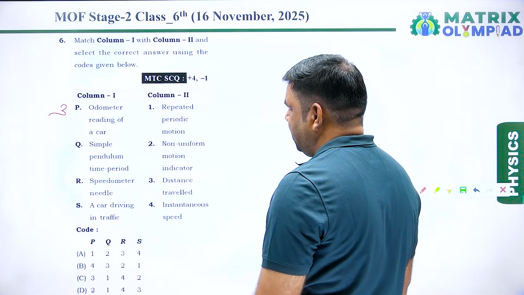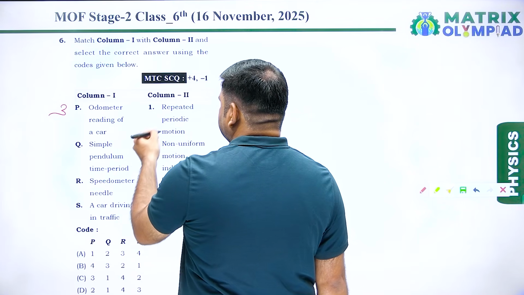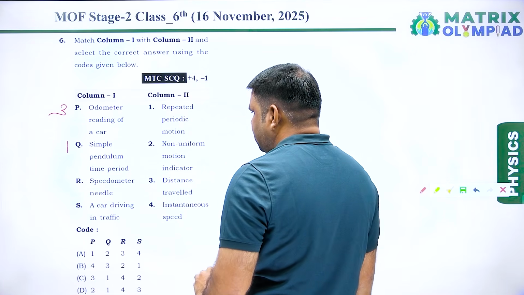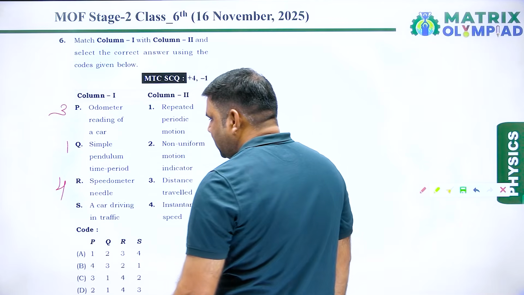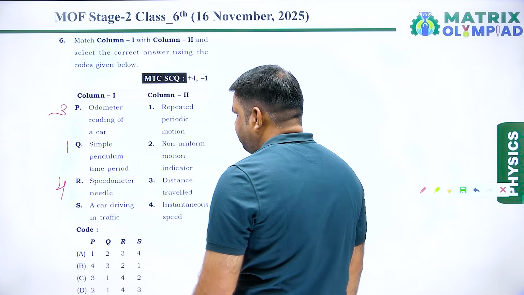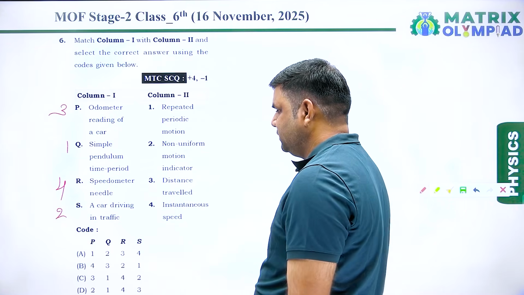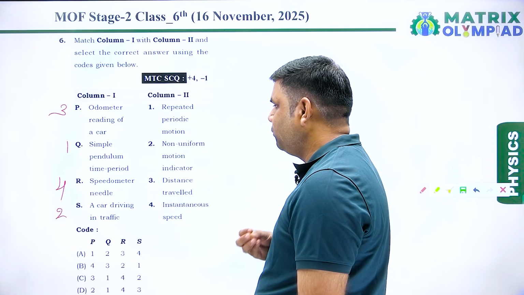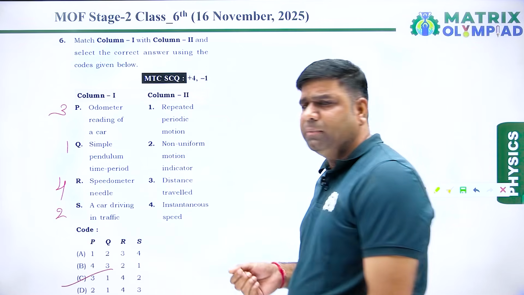Simple pendulum time period is repeated periodic motion. Next, speedometer needle shows instantaneous speed. A car driving in traffic is 2, that is non-uniform motion. So our correct sequence for question number 6 is 3, 1, 4, 2. So our correct option is option C for question number 6.